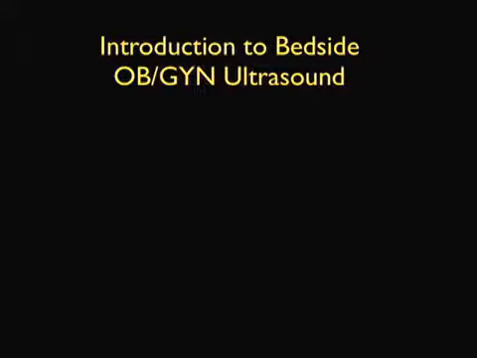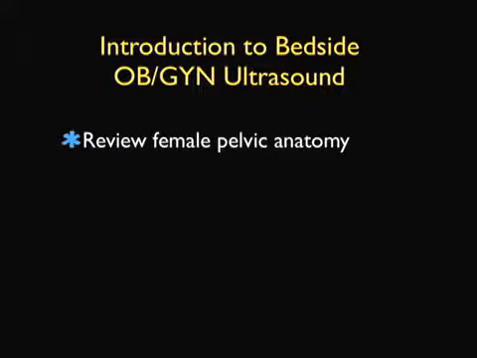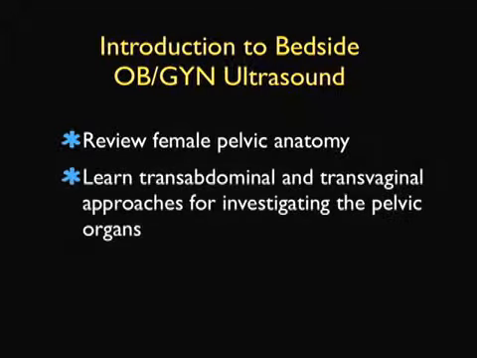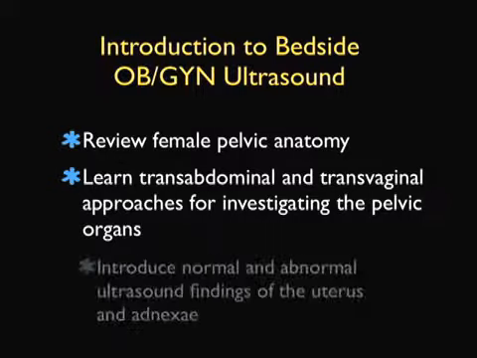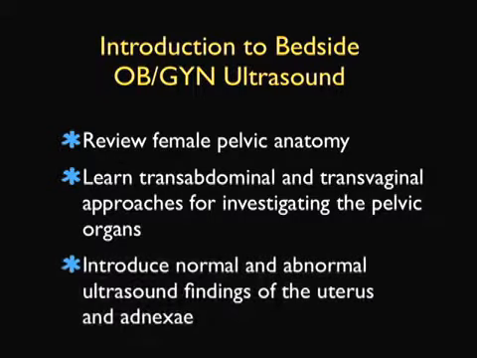In this module, entitled Introduction to Bedside OBGYN Ultrasound, we'll focus on the bedside examination of the uterus. We'll begin by reviewing the female pelvic anatomy that's important to know to perform ultrasound of these structures in the emergency department. Then we'll move on to a discussion of both the transabdominal and transvaginal approaches for investigating the pelvic organs. Again, in this module, we'll specifically look at the uterus. We'll introduce normal and abnormal ultrasound findings of the uterus, and in Module 2, the adnexa.